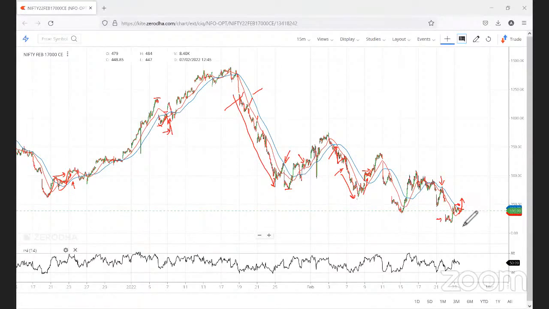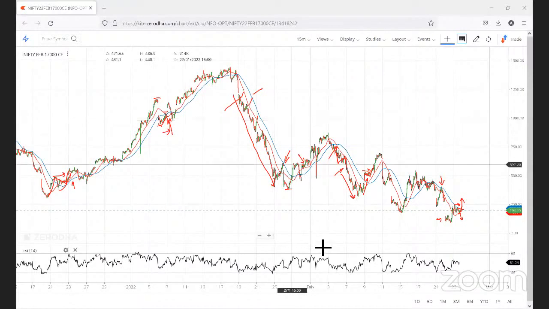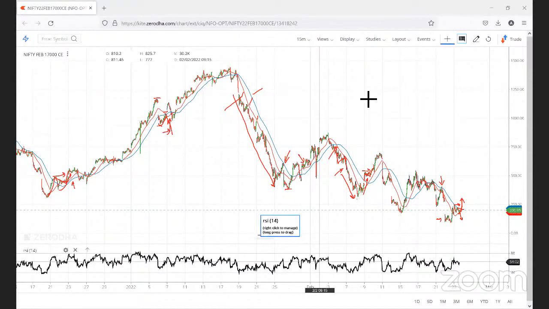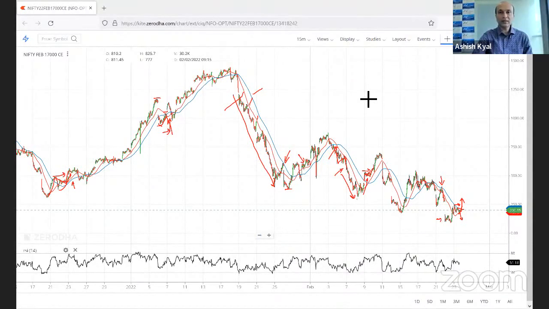If that does not happen and prices can't break up, it continues to be on the sell side. So moving average crossover plus Dow theory, higher high and higher low, or lower high and lower low formation below that moving average, can give you a classical opportunity to trade the market. This is a very simple system of trading, and if you apply it on the options chart directly, you can trade extremely well.